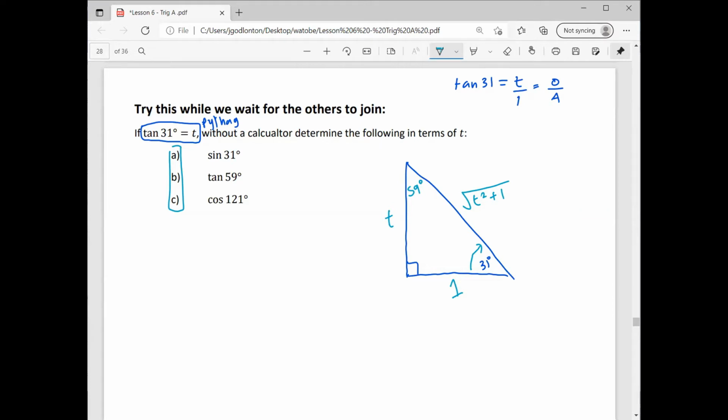You can either write your answers in the chat, or you can let me know what your answers are. You can just unmute and talk to me. I'm happy with either.